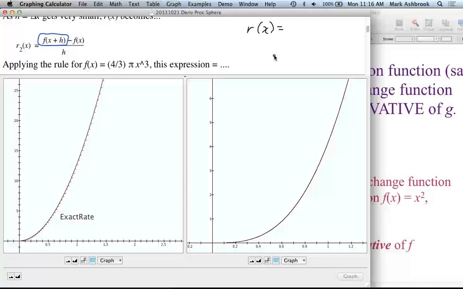Connor, think you got it? 4/3 pi times the quantity of x plus h cubed minus 4/3 pi x cubed, over h. Here's what he's offered up. Do you agree? Is that what you did? Did you do it in better handwriting than me? I think we can still barely read it. Okay.